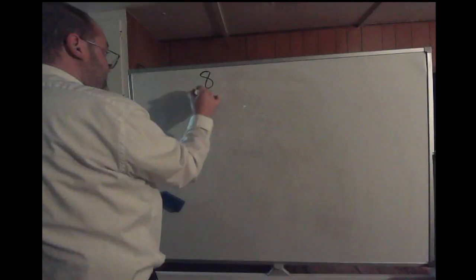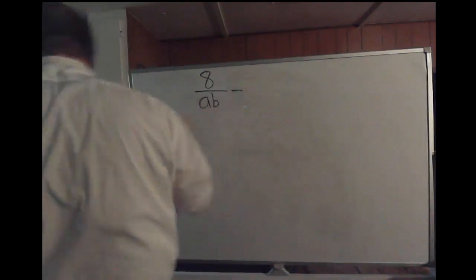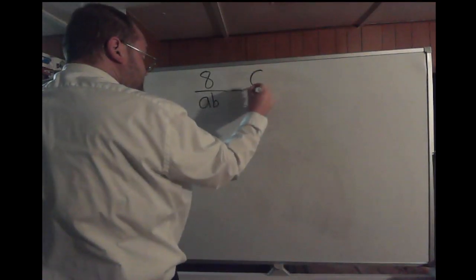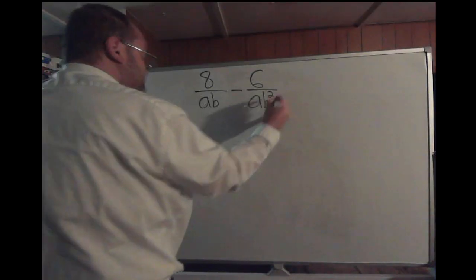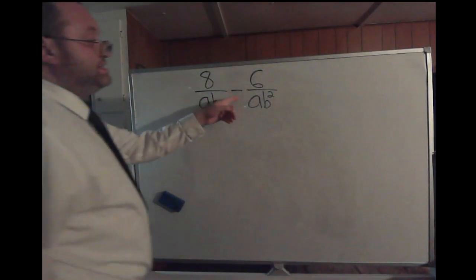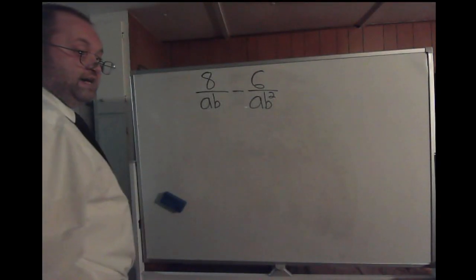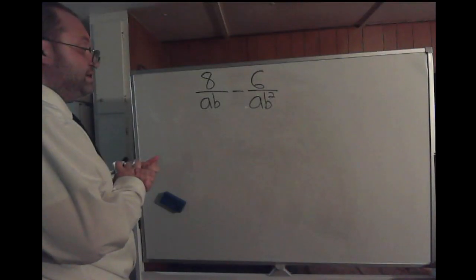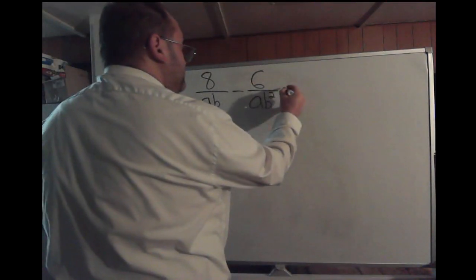Alright, we have 8 over AB minus 6 over AB to the second. Alright, so 8 over AB minus 6 over AB to the second. Well, we need to find the least common denominator between AB and AB to the second. I would definitely say AB to the second is your least common denominator.